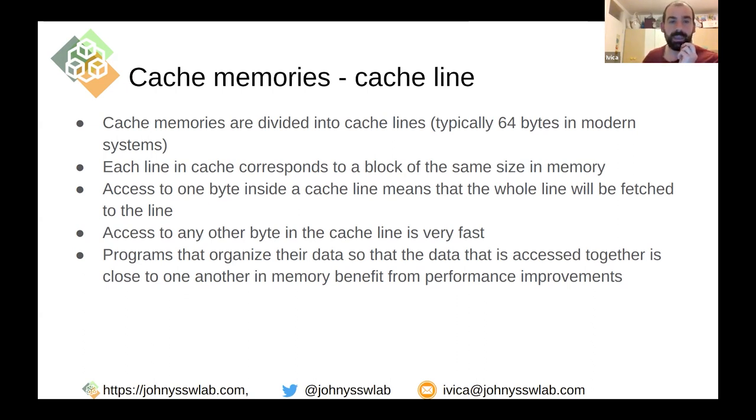So access to one byte inside the cache line means that the whole line will be fetched to the cache. Access to any byte in the cache line is very fast. So if your program organizes its data like this, it will be fast.